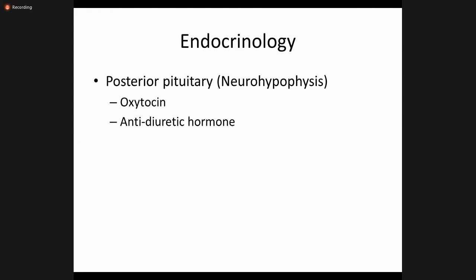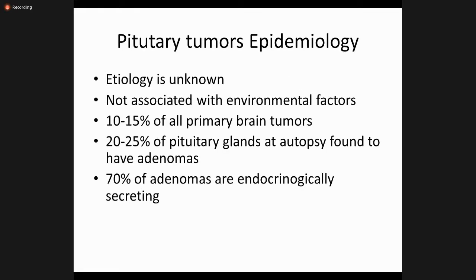The details of the functions which are impaired in pituitary tumor I will tell you later on in coming slides. As far as epidemiology of the pituitary tumor is concerned, most of the epidemiology is unknown, but in some cases it is associated with environmental factors, and up to 15% of brain tumors constitute pituitary adenoma, and 25% of pituitary glands at autopsy are found to have an adenoma.